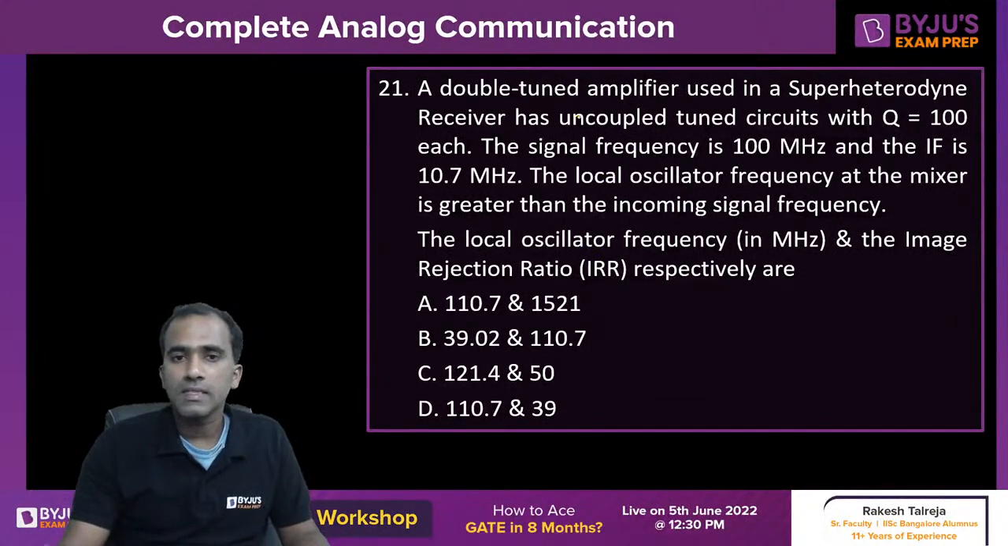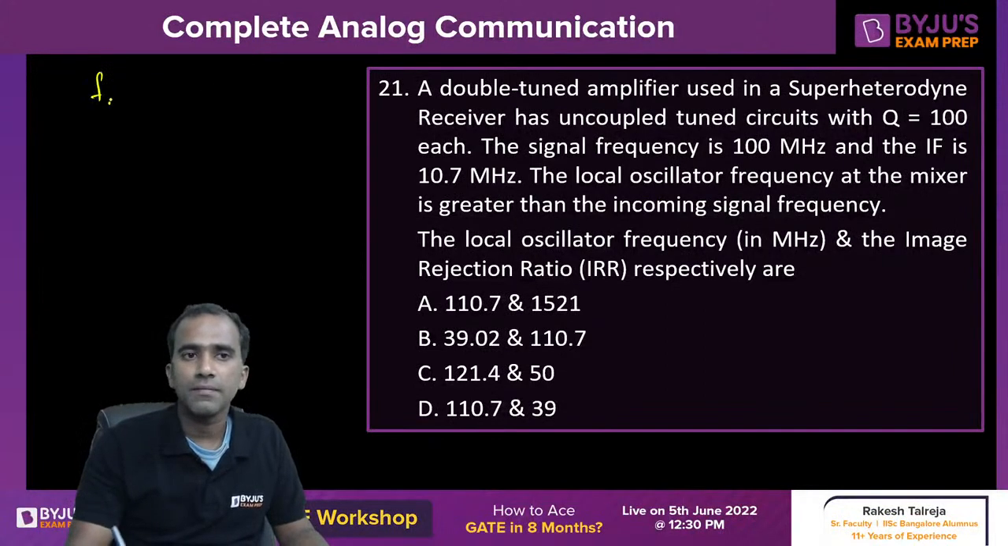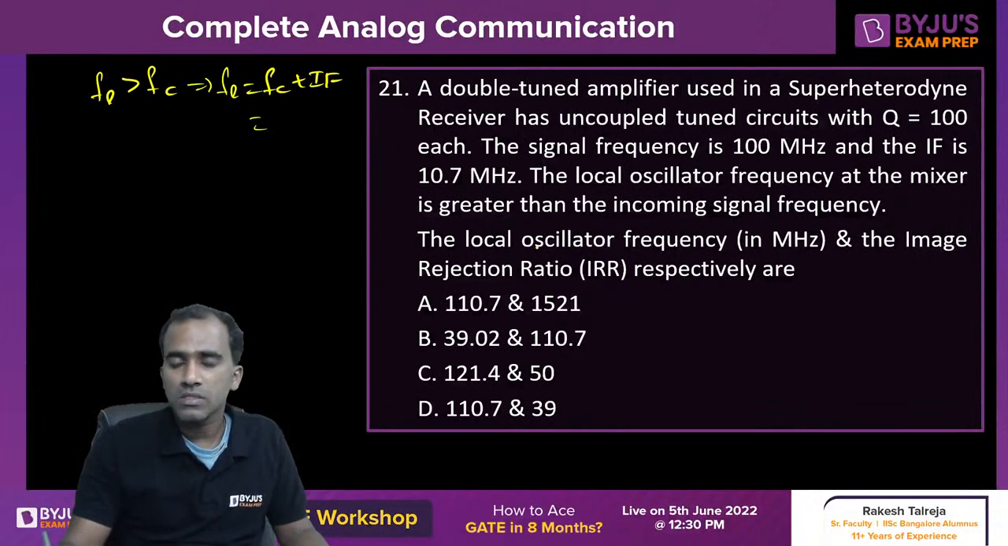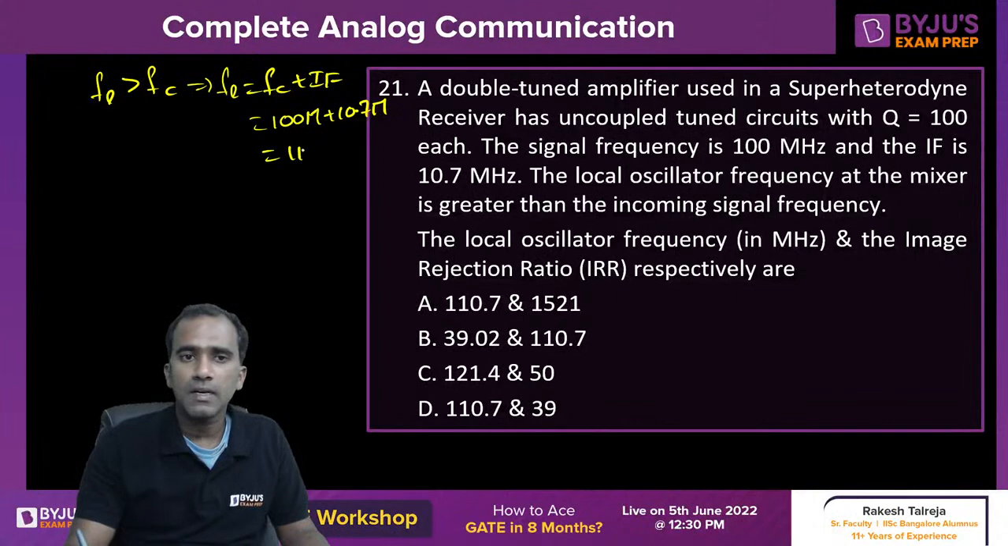Same data. Local oscillator frequency at the mixer is greater than incoming signal frequency. FL is greater than incoming signal frequency Fc. This implies FL, local oscillator frequency, is Fc plus IF, and that is what they're asking us. Local oscillator frequency they're asking us. Fc is 100 mega and IF is 10.7 mega, which is 110.7 megahertz.